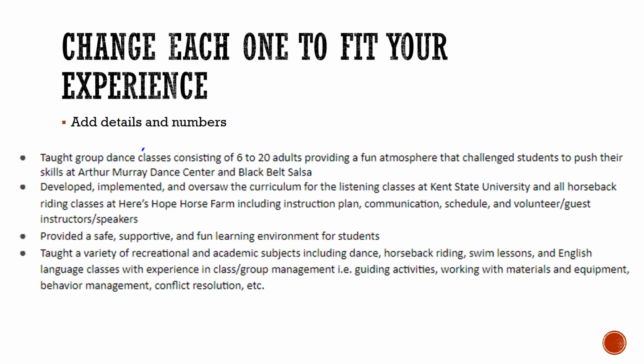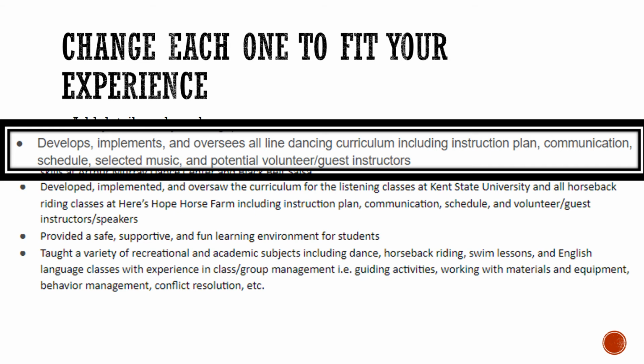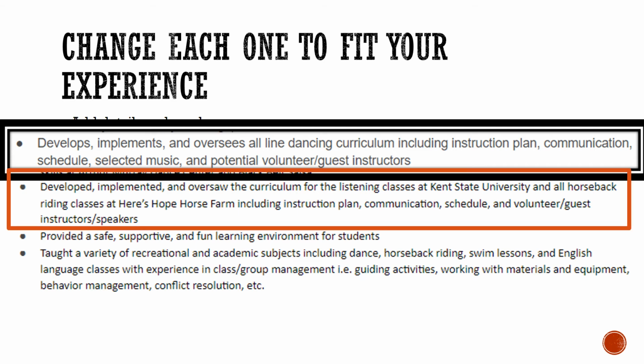After that, you'll change each one to fit your experience, remembering to think about the STAR method. And don't forget to add details and numbers. For example, the job post for this resume had one bullet point that said, "develops, implements, and oversees all line dancing curriculums, including instruction plan, communication, schedule, selected music, and potential volunteer instructors." So I changed it to say, "developed, implemented, and oversaw the curriculum for the listening classes at Kent State University and all horseback riding classes at Here's Hope Horse Farm, including instruction plan, communication, schedule, and volunteer/guest instructors/speakers."